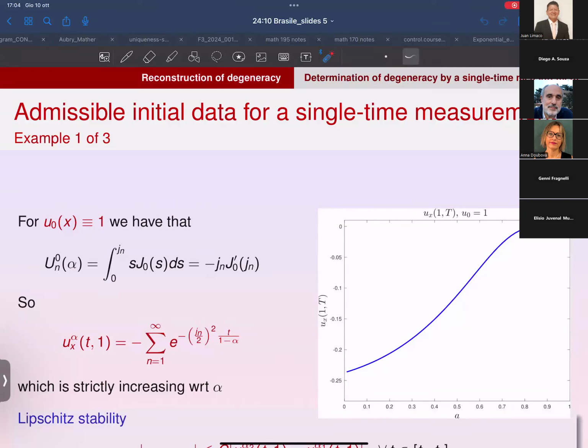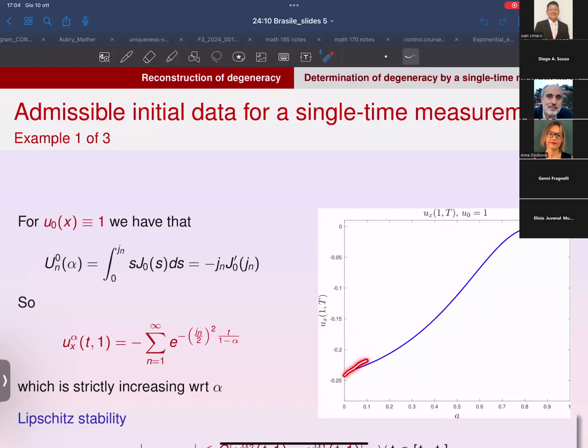So the result says if the initial condition does not have interior zeros, then after a sufficiently large time, dependence becomes monotone. But of course, sufficiently large time depends from case to case. For example, if I take for initial datum u0 equal 1, then sufficiently large time means any positive time. For this function, you compute your normal derivative.